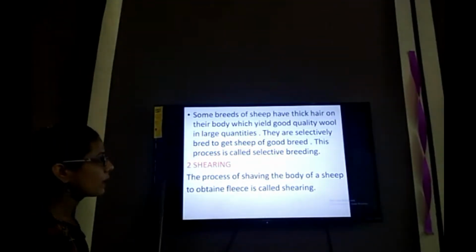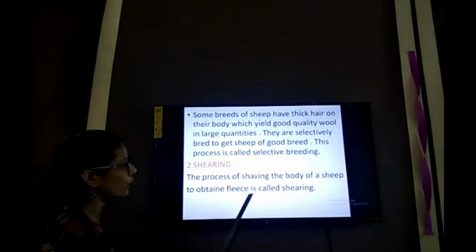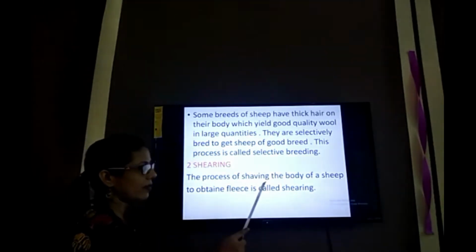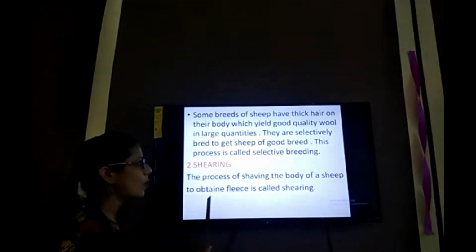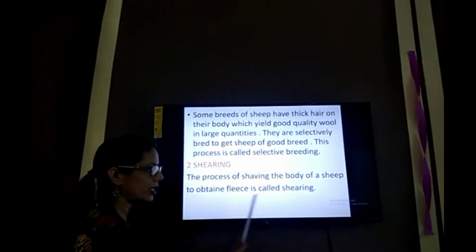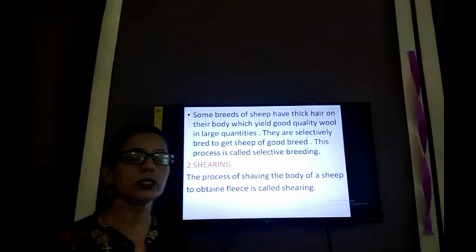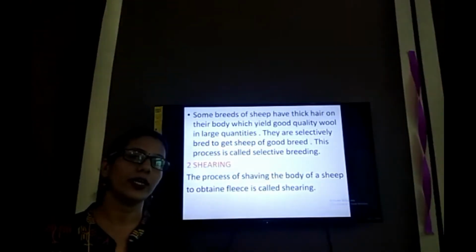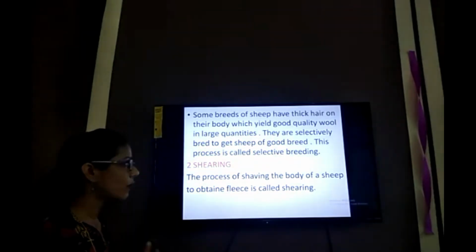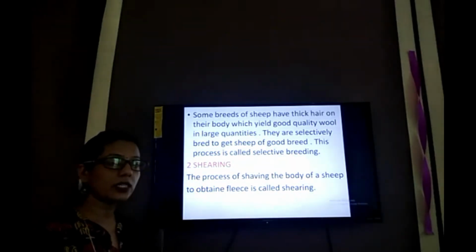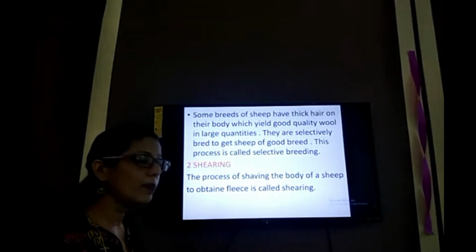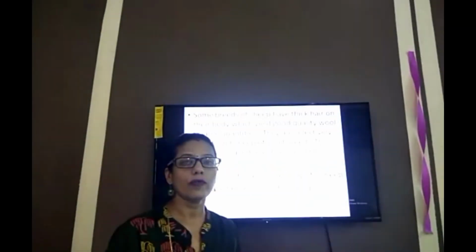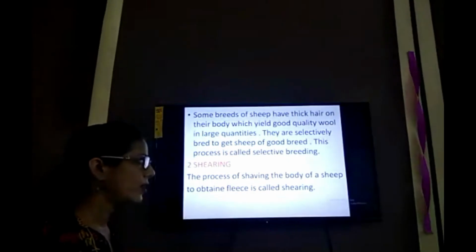The next step in the processing of fibers into wool is shearing. Shearing means the process of shaving the body of a sheep to obtain fleece. As we know, fleece means the fine soft undercoat hair. So in shearing, the rearer shaves the body of the sheep to obtain fleece.